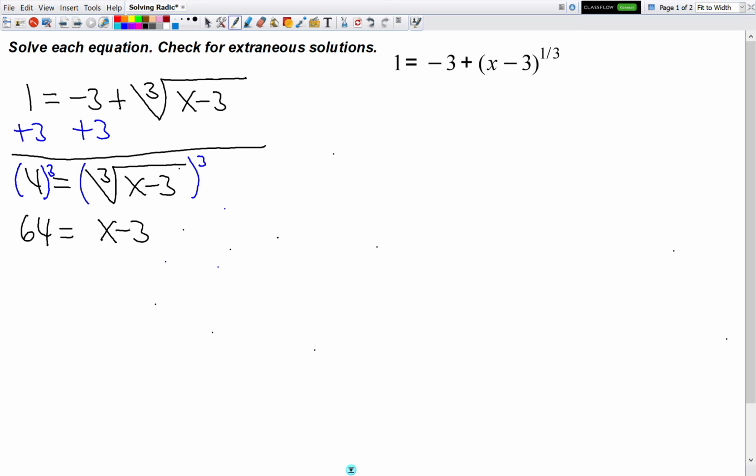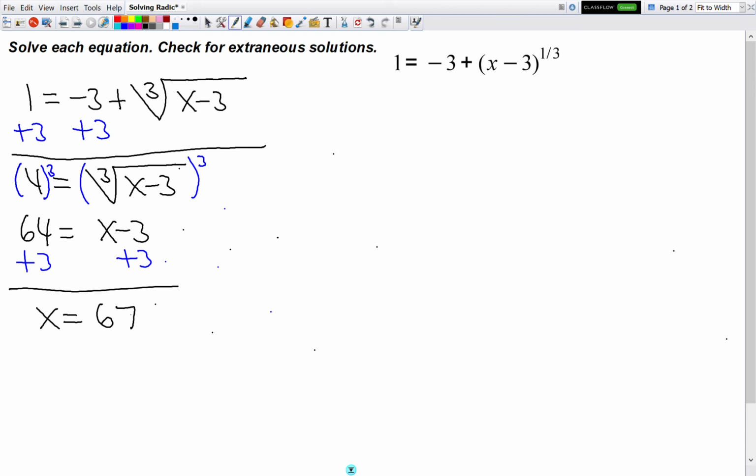Now we're very close to getting x solved for. So what do you think the last step is going to be? Yeah, just add 3 both sides, and then we get x equals 67. But I'm not going to box this answer yet because we might have what is called an extraneous solution, which is an answer that comes about because we introduced a step called cubing both sides into the problem.